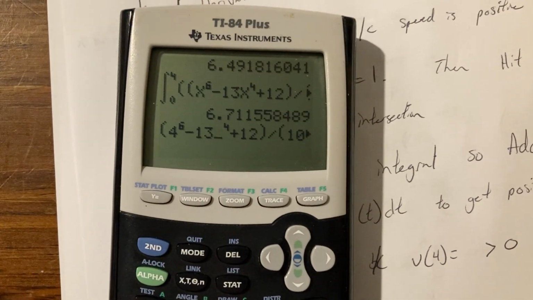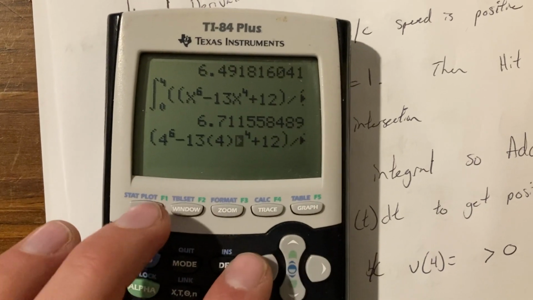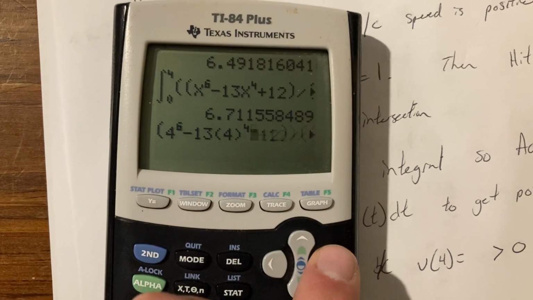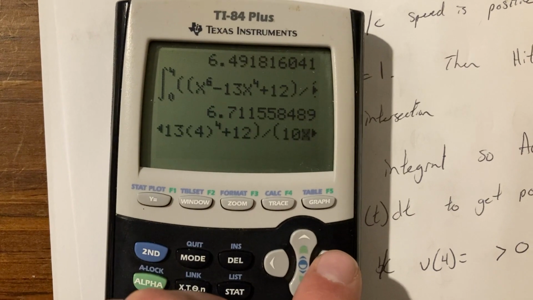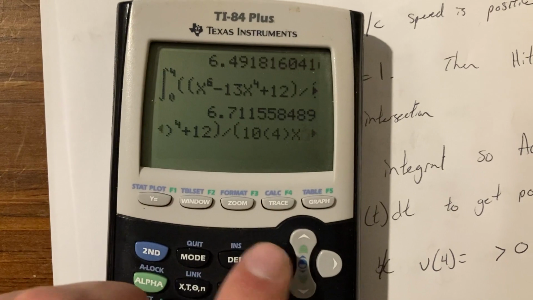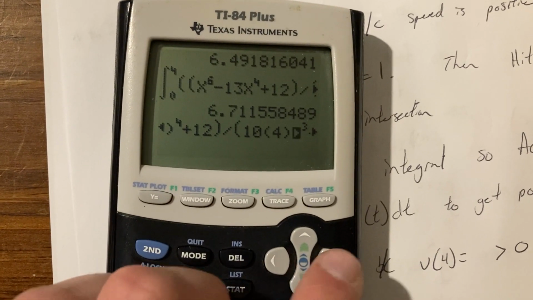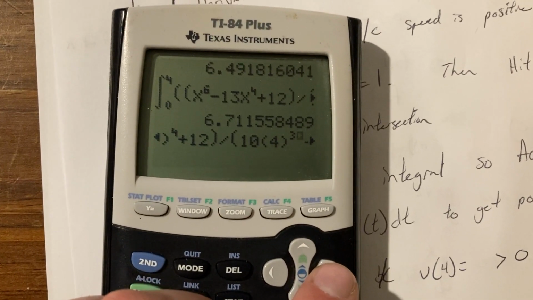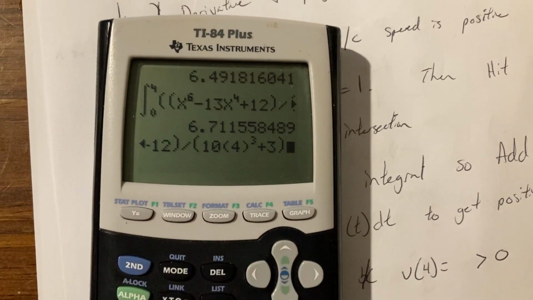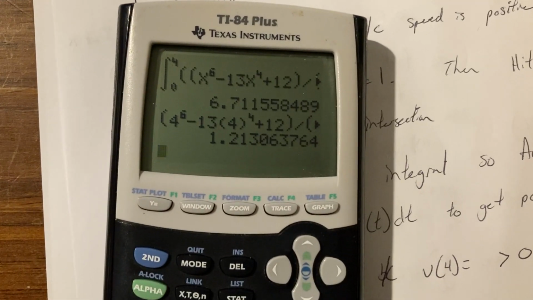Second insert allows you to punch in the 4 and stuff in there. And then this is going to be 10. Second insert. Just throw some parentheses in there so it makes sure it does what it needs to do. I'll make sure I punch in that equation right. Yeah. Plus 3, hit enter. 1.21. It's positive. We're moving away.